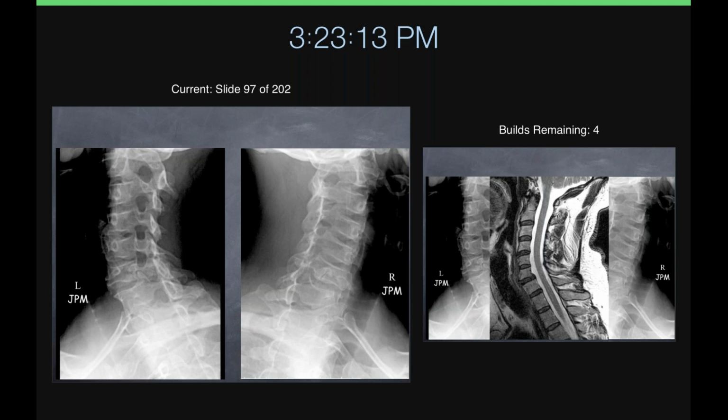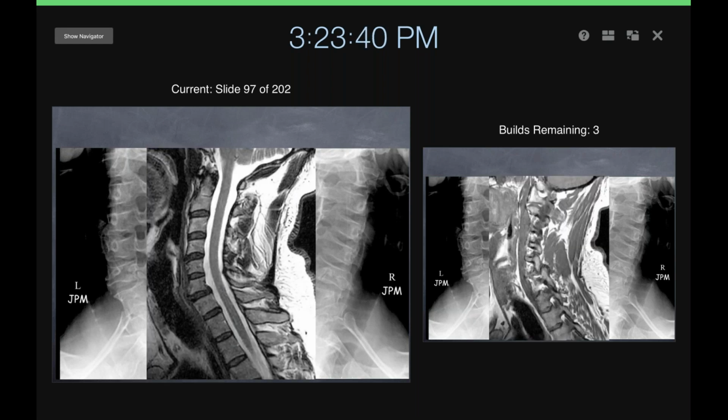The cervical spine at 2, 3, 4, 5, 6, 7. I don't see the foramina well. Something getting into there. That's on the left. Here we have the right. Here's what the MR looked like.